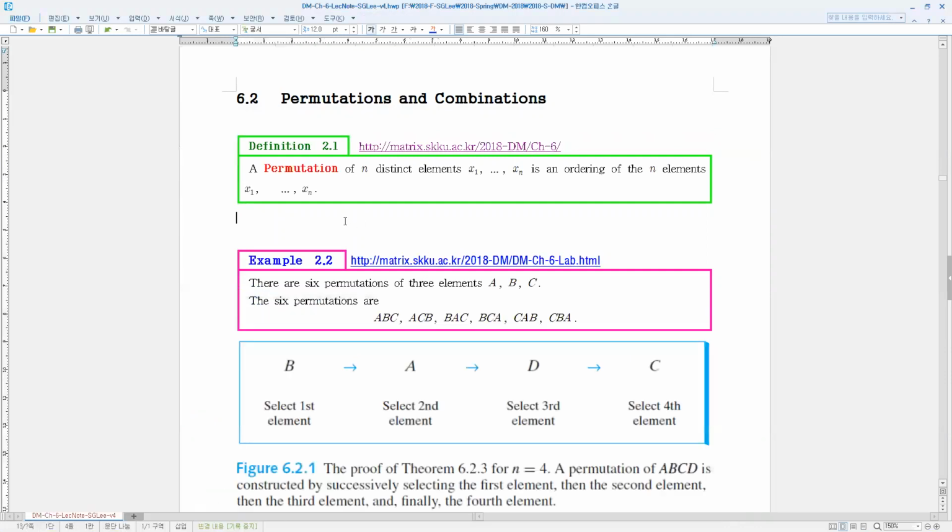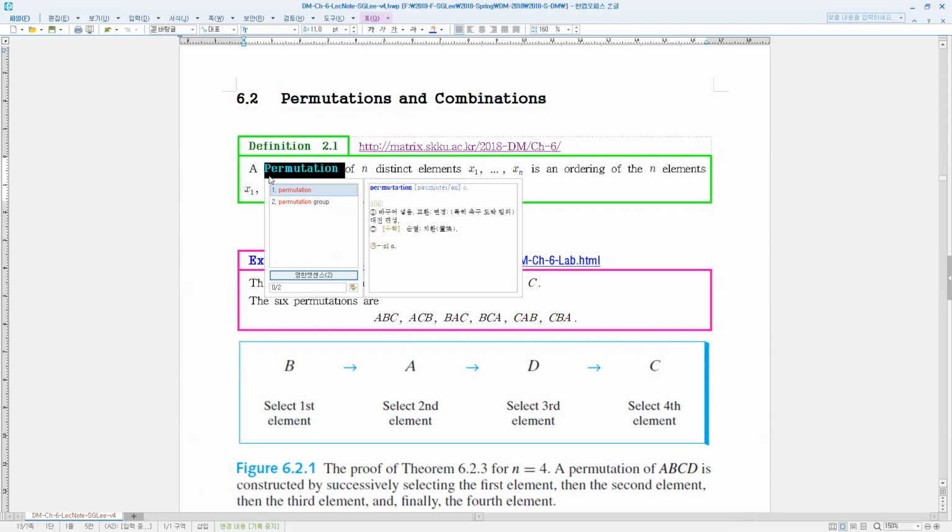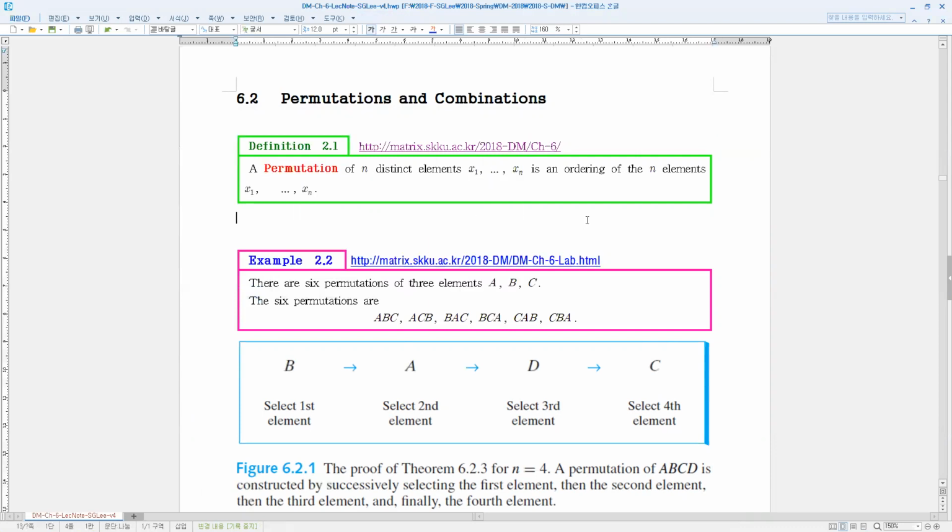Okay, here. A permutation of n distinct elements is an ordering of the n elements x1 to xn, and that's the permutation. How many ways of choosing, of ordering, arranging, listing those n elements with an order.